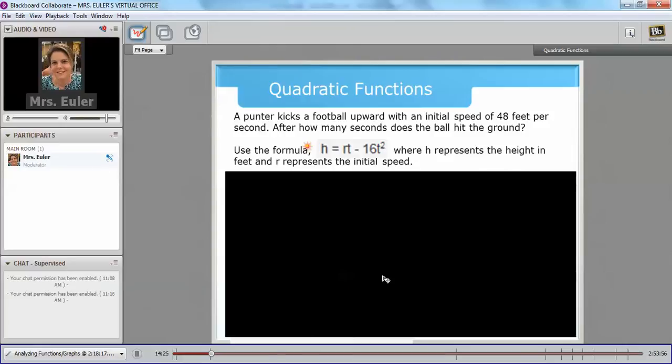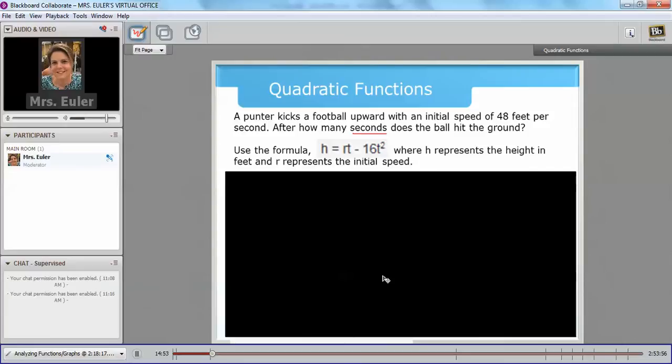We're going to plug in some information that they tell us. H is the height, R is the initial speed, and T represents the number of seconds. It's the time. And that's what this question is asking us. That's important to recognize. After how many seconds does the ball hit the ground? So we're solving for T.